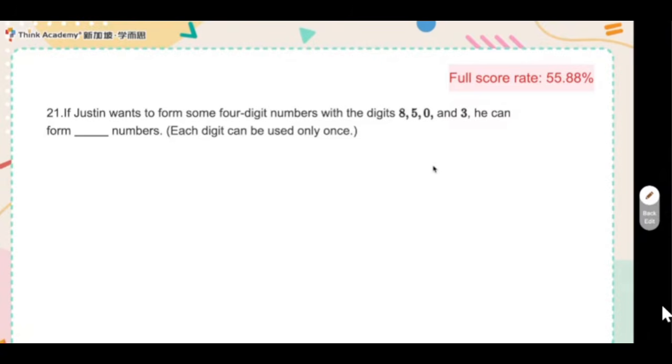Okay, question 21. Let's see question 21, everyone. If Justin wants to form some 4-digit numbers with the digits 8503, how many numbers can he form? So if we want to have 4 digits, everyone tell me, what are they called? This is the ones digit. Let's label together on a paper. And then tens place, hundreds place, thousands place, right?